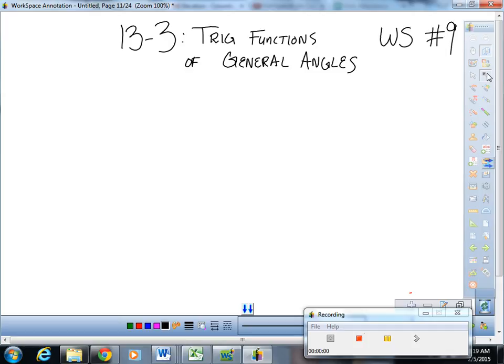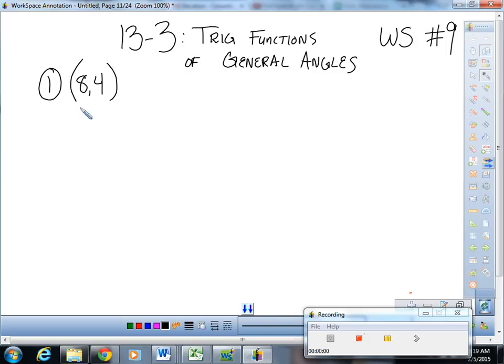The directions state, the terminal side of theta, that weird looking thing is a theta, it's just an x that represents an angle. The terminal side of theta in standard position contains each point. Find the exact values of the 6 trigonometric functions of theta. Alright, so number 1, our point that we're given is 8, 4.